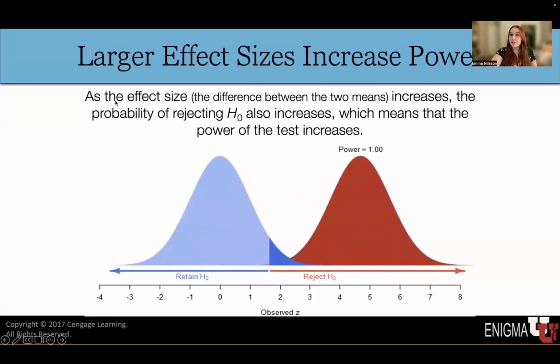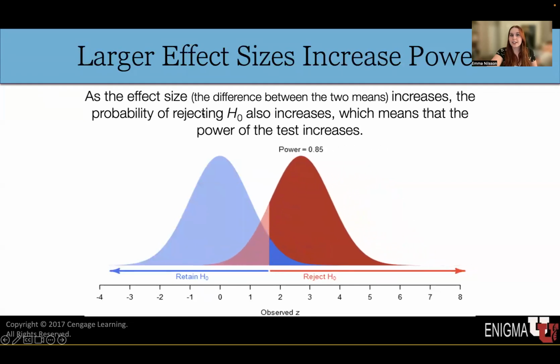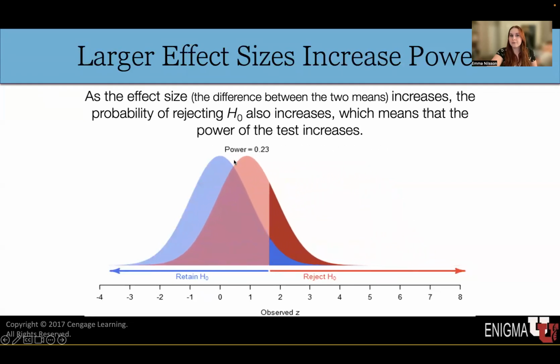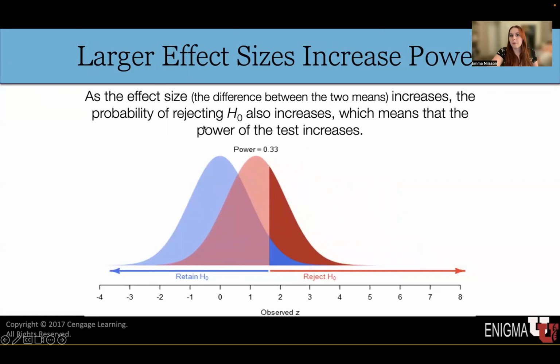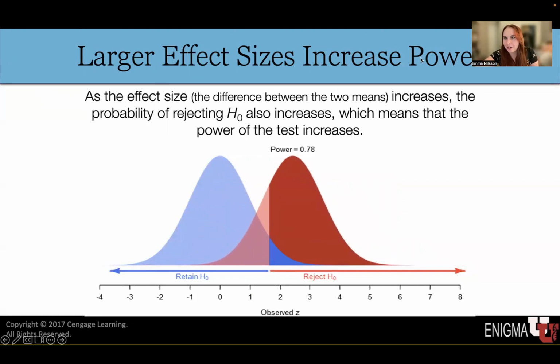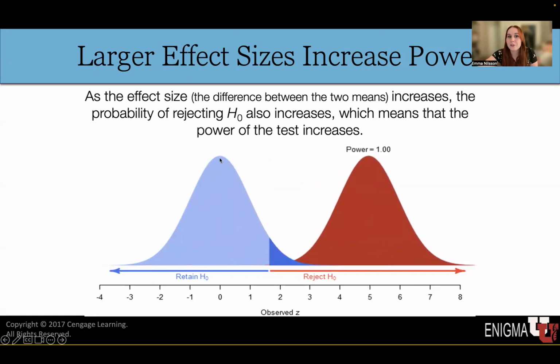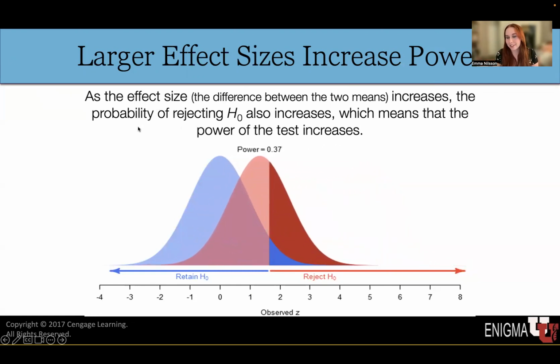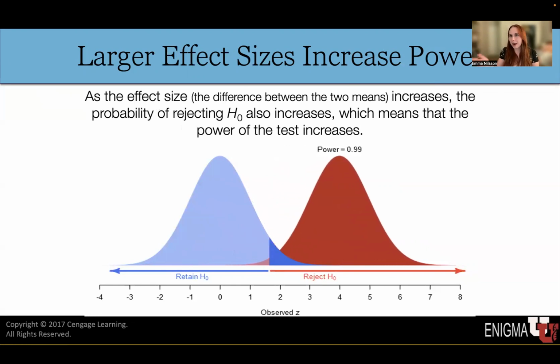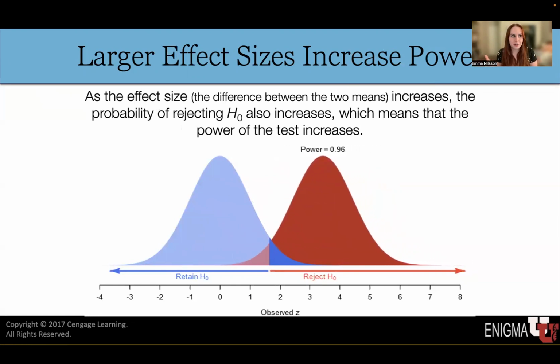The other relationship is, as our effect size, or the difference between our two means here, increases, our power also increases. In general, what this means is that as your effect size increases, the probability of rejecting the null hypothesis increases, which means that the power of your test also increases.